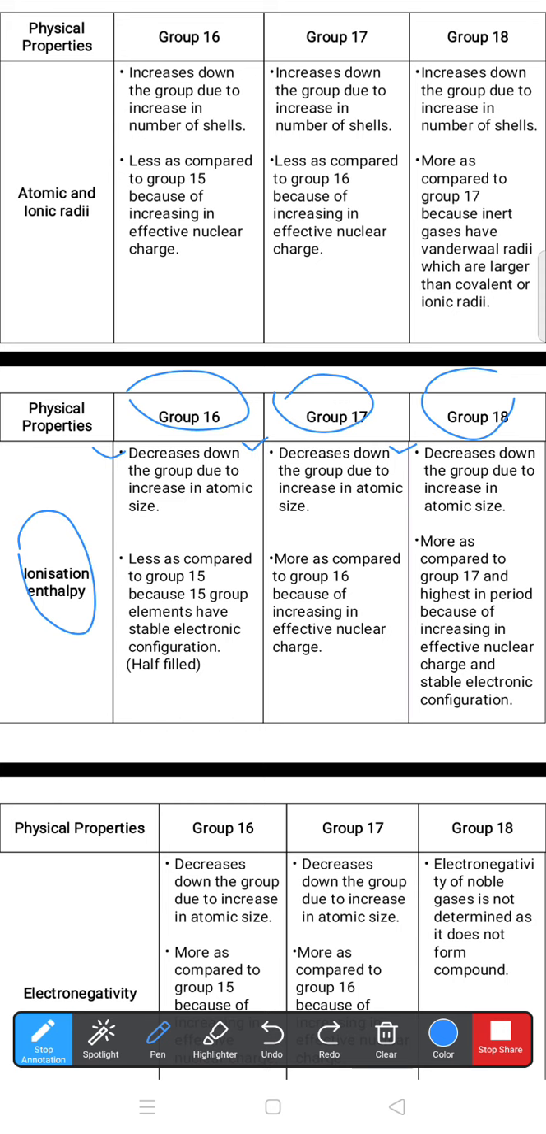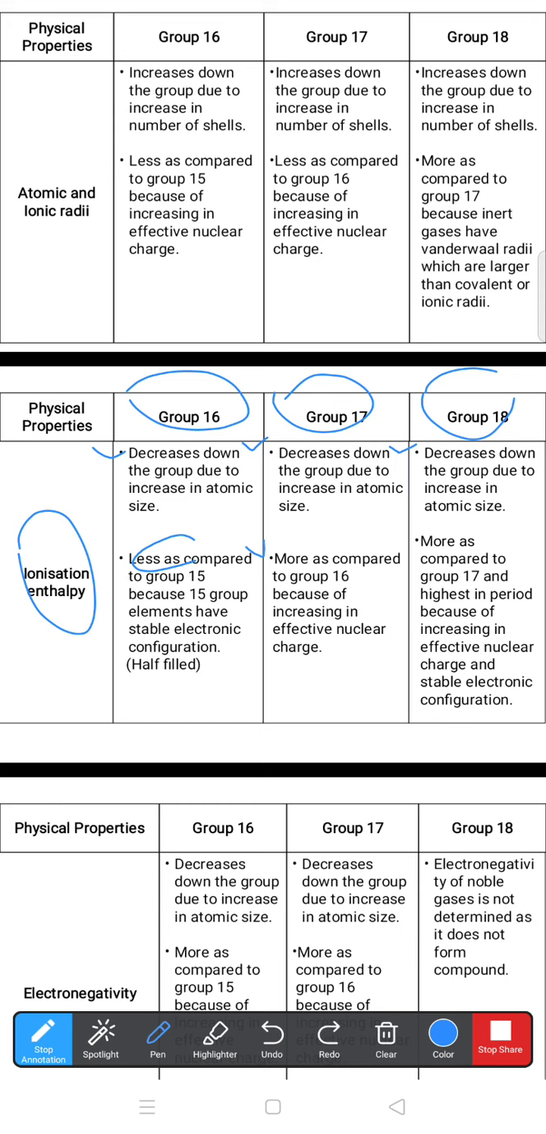Group 16 is less as compared to group 15, because group 15 elements have a stable electronic configuration, and that stability we can study with the help of their half filled electron configuration. What do you mean by half filled? Suppose one orbital has the capacity of 2 electrons, and in that one is present, that is half filled. The p orbital has a capacity of 6 electrons, and in that 3 are present, as per the spin order; these are half filled, like that.